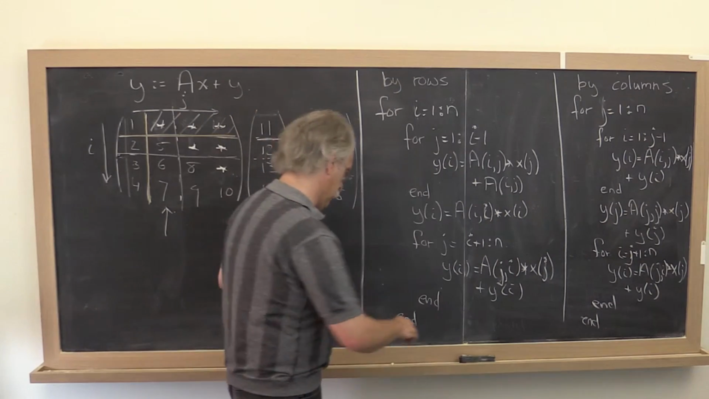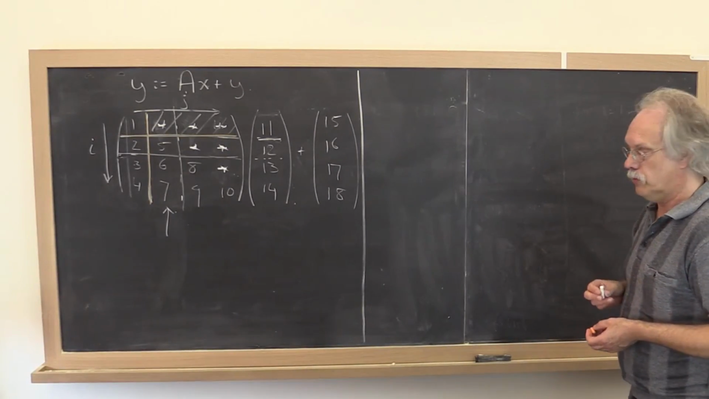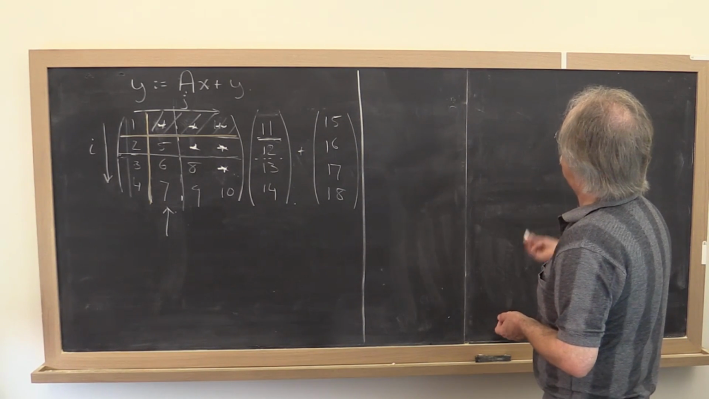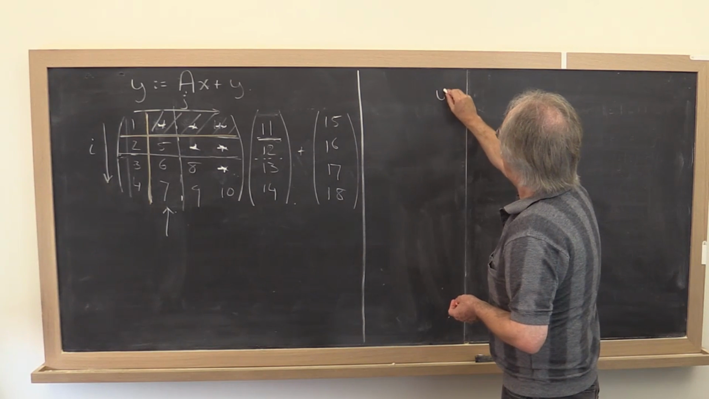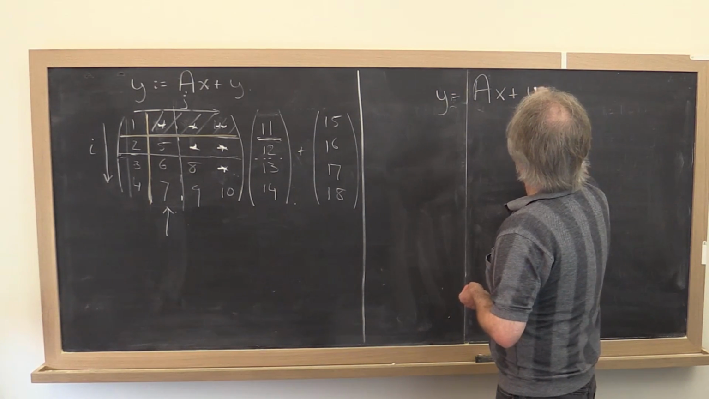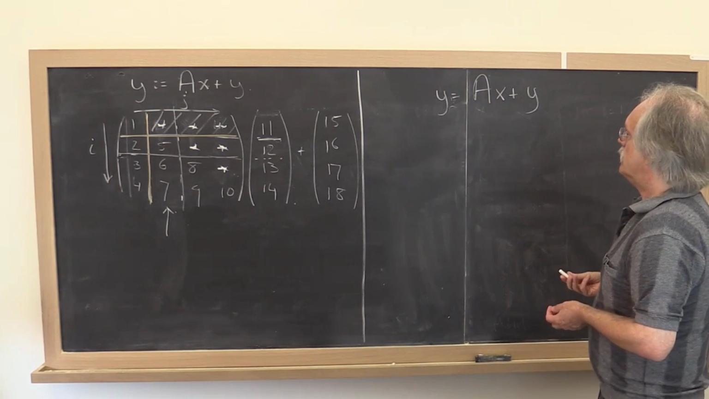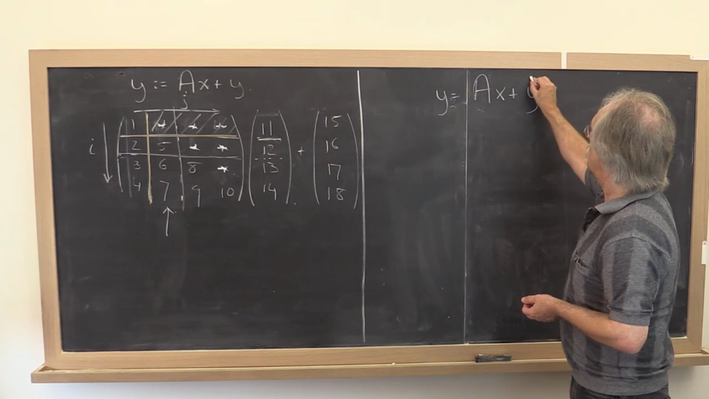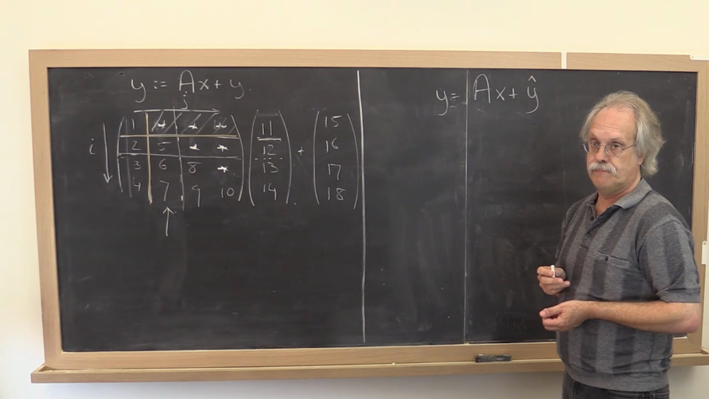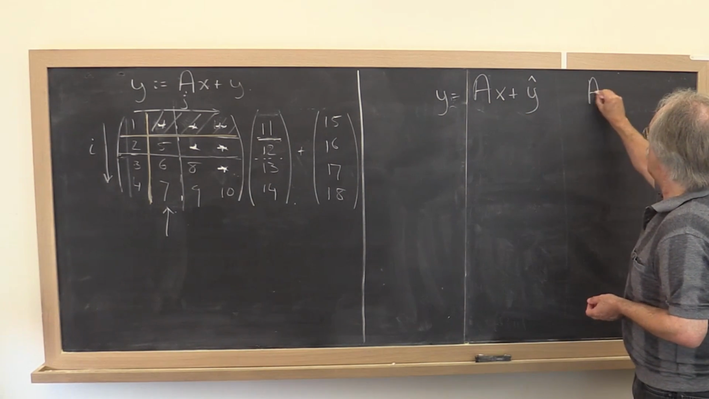I'm going to go and erase all of this here. Okay, now we have a partially clean chalkboard. How do we start? We want to compute y is equal to Ax plus y. Okay? And that means that the post-condition for what we want to compute is y is equal to Ax plus y hat. Okay? Now, A is symmetric.